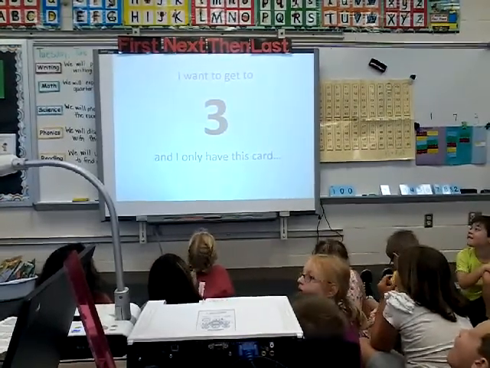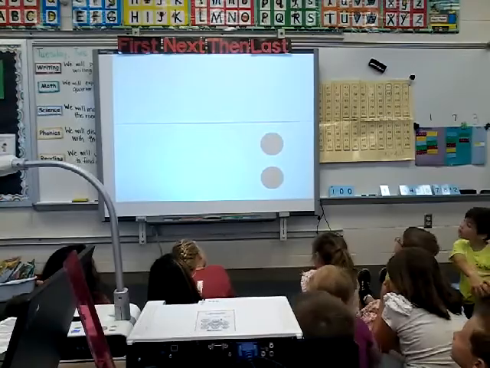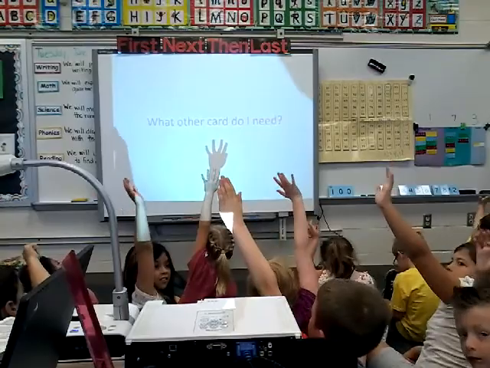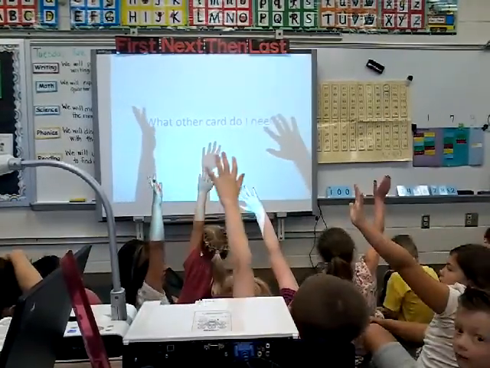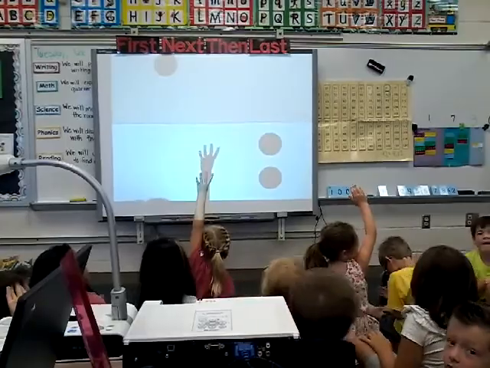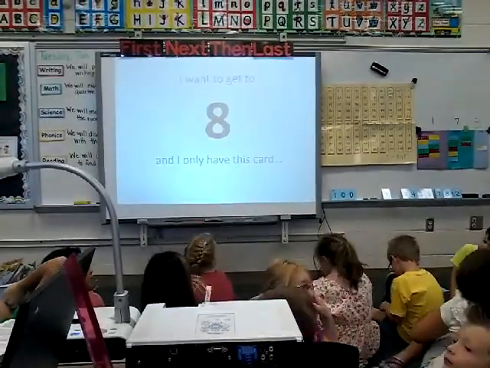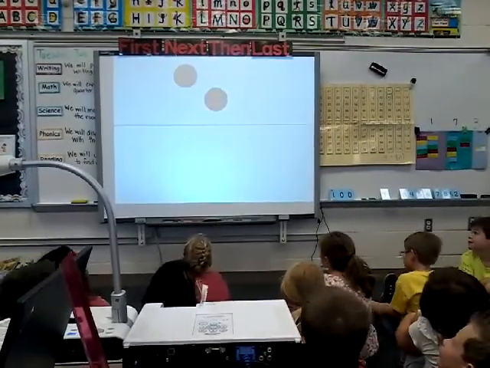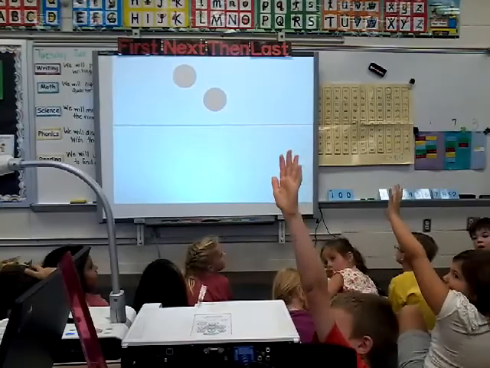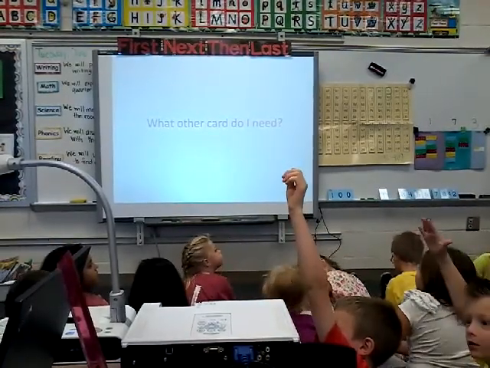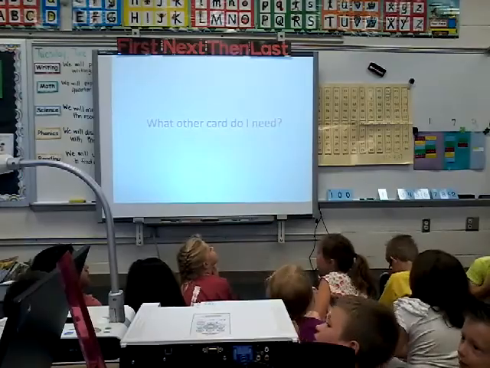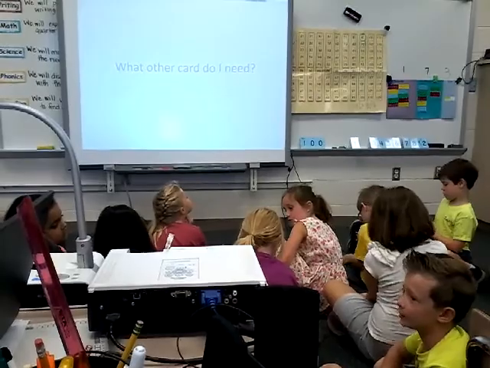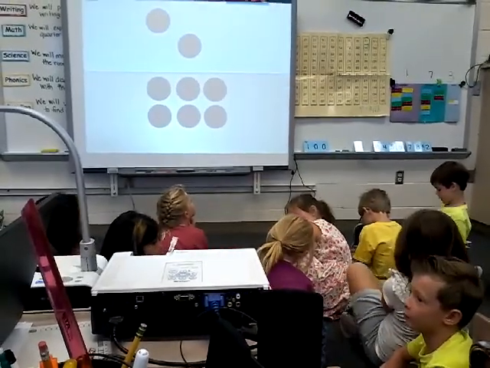I want to get to 3, and I only have this card. What other card do I need? Does she have it? Yes. I want to get to 8, and I only have this card. What other card do I need? Connor? 6. How do you know? Because 6 plus 1 is 7, and 8 is just 1 more than 7.